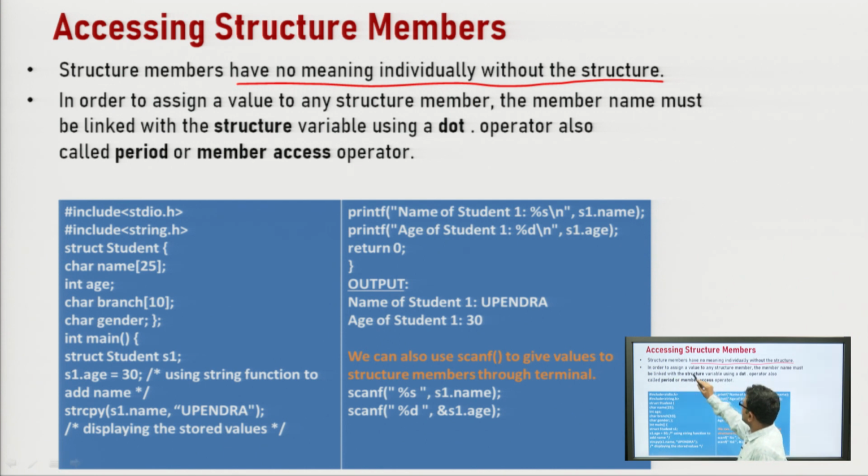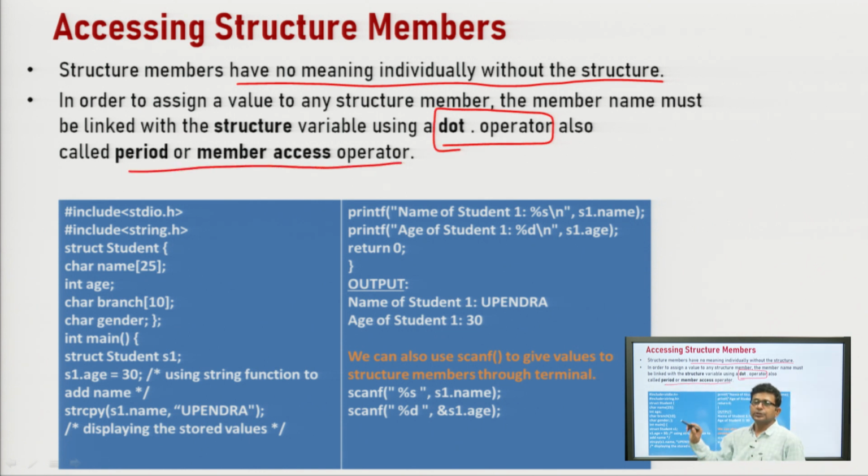So, in order to assign a value to any structure member, the member name must be linked with the structure variable using a dot operator. Just see here, the dot operator is also known as the period or the member access operator. So, using this dot operator we can access the members of the given structure. Just see here, we have declared a structure student. There are 4 fields, as we have already discussed. Now, inside the main method we are declaring the variable struct student S1.